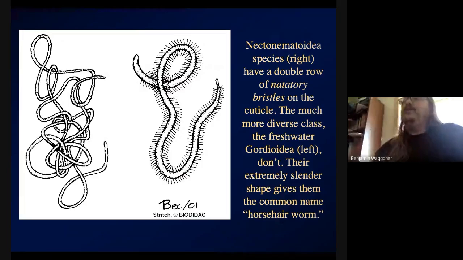Nectonematoids have a double row of bristles. They're called natatory, which means they're used for swimming. The freshwater nematomorphs, called the gordioids, seen on the left, don't have those bristles. And like I said, they look like very long, animated, swimming hairs.